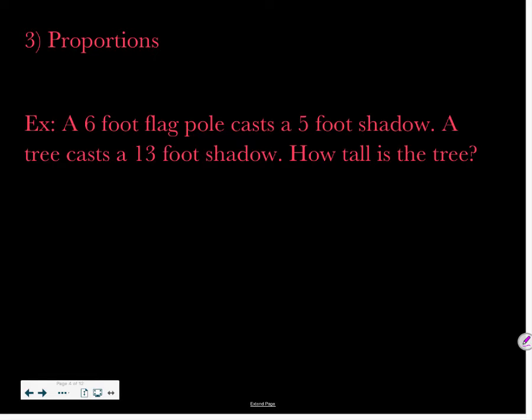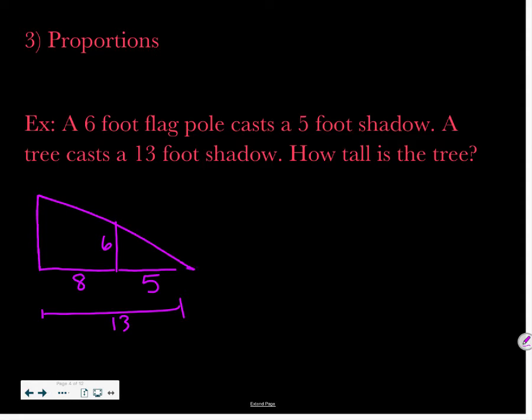Let's look at our example. We have a 6-foot flagpole that casts a 5-foot shadow. And then we also have a tree that casts a 13-foot shadow. So if I back up the tree, there's going to be 8 feet there, and this is a total of 13. I want to know how tall is the tree. Okay, so we have our tree, our flagpole. This is how I would set up a picture like this. You'll have something similar to this on the test.